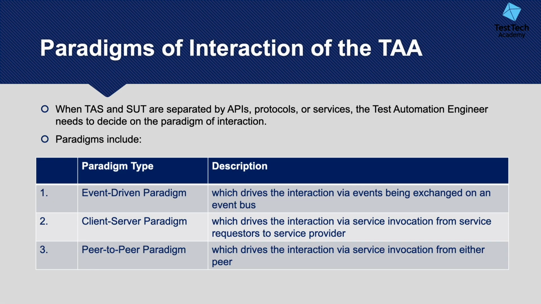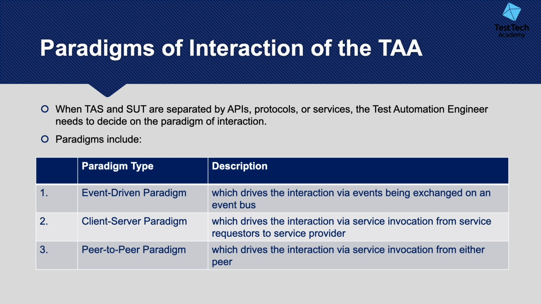Similarly, in automated testing, the test automation system sends requests to the SUT to perform actions or retrieve data, and the SUT responds accordingly. Lastly, we have the peer-to-peer paradigm.